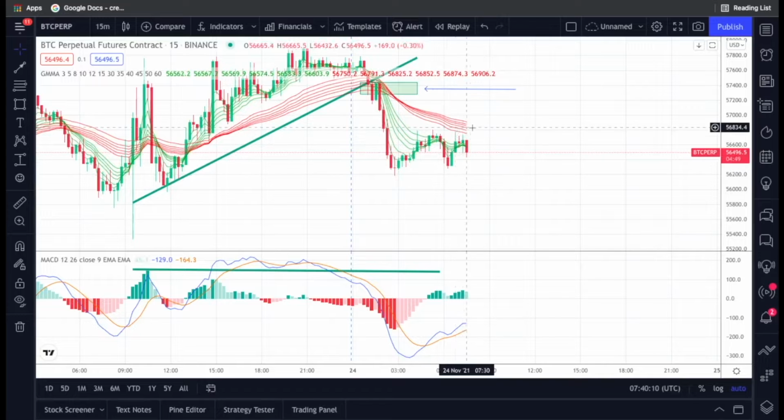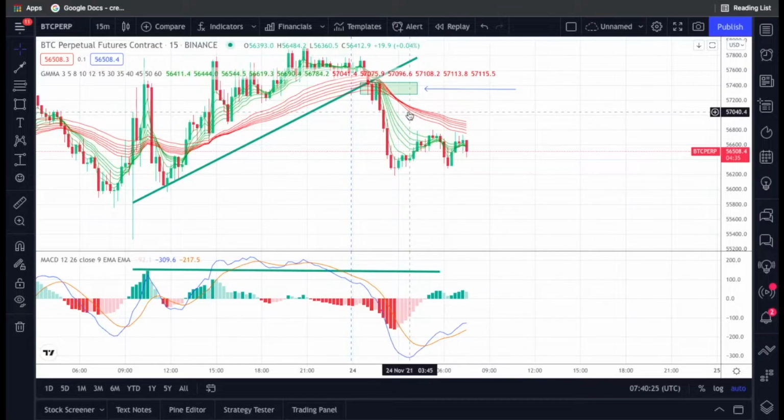But of course, if we get any kind of pop around the $57,400 mark, then it is something worth trying. But there also you need to employ a very tight stop loss and let data guide your decision making.